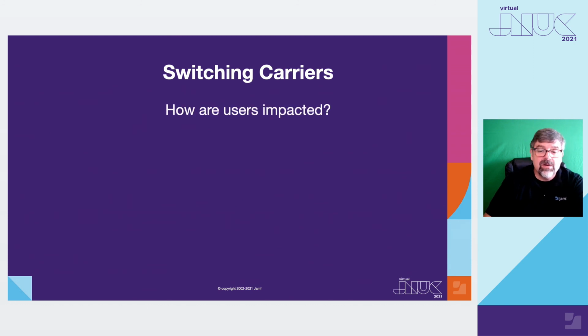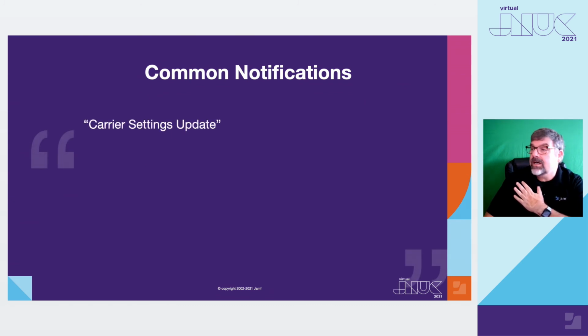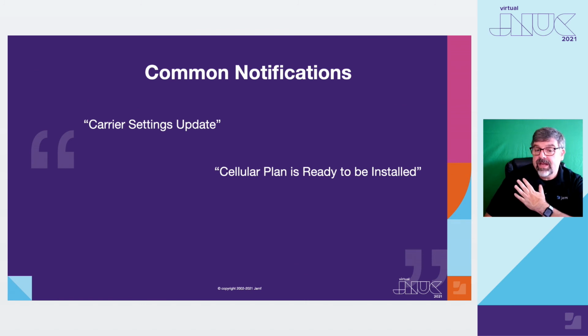So switching carriers, how are users impacted? Well, bottom line, they're going to see improved service, which hopefully will mean better data usage and better resource usage. Some common notifications that we'll see on cellular data devices are things like carrier settings may need an update, and these are usually provided by your carrier and submitted to Apple. You could see a message that a cellular plan is ready to be installed. When you're setting up a number of devices, simply ignore this message and use the refresh cellular command from your Jamf Pro or Jamf School server.